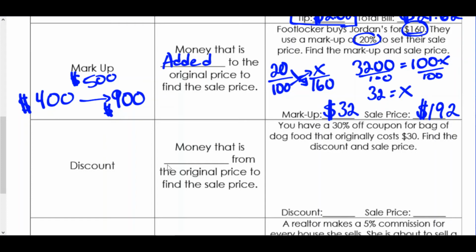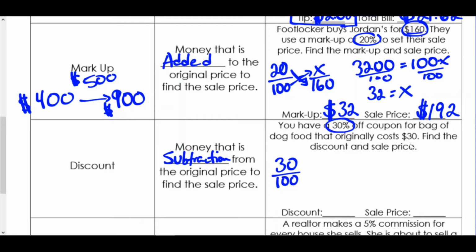A discount is money that is subtracted. So this is the first time we actually have subtraction here from the original price to find a sale price. A discount is a good thing for a consumer. It means that the price is going down. We're still finding it the exact same way. We have a percent off. We're still using that in the exact same way, 30% off.